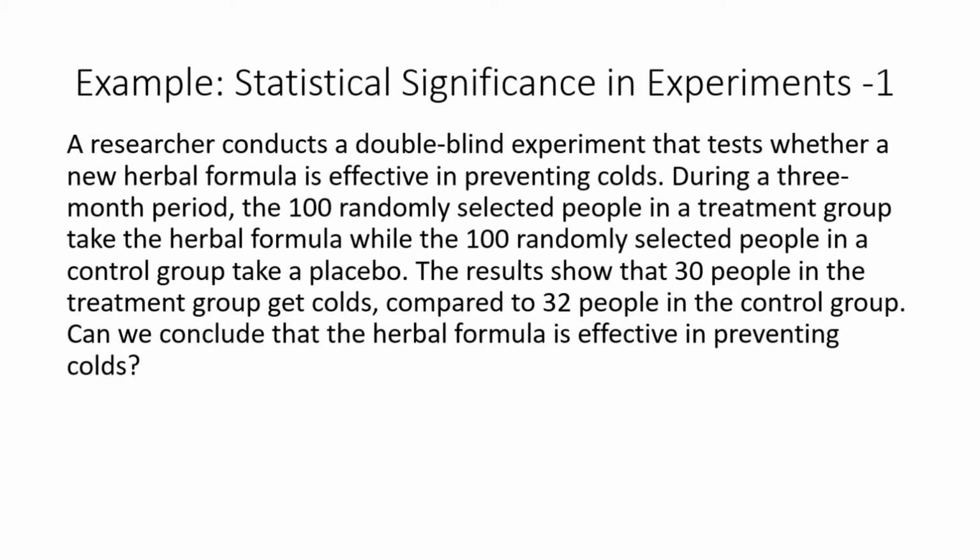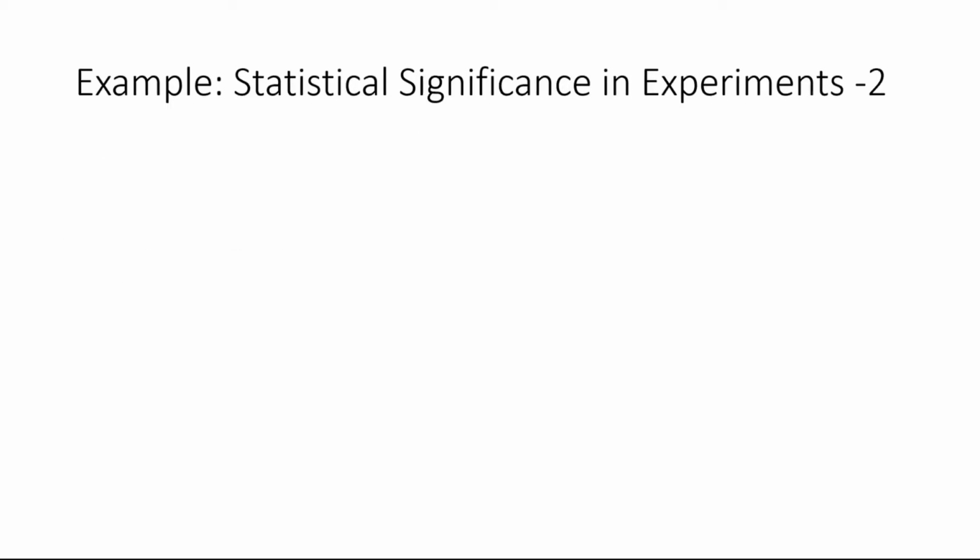Example: statistical significance in experiments. A researcher conducts a double-blind experiment that tests whether a new herbal formula is effective in preventing colds. During a 3-month period, the 100 randomly selected people in a treatment group take the herbal formula, while the 100 randomly selected people in the control group take a placebo. The results show that 30 people in the treatment group get colds compared to 32 people in the control group. Can we conclude that the herbal formula is effective in preventing colds?